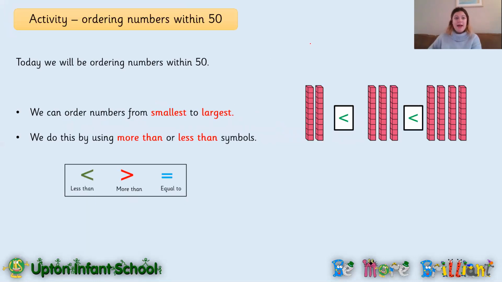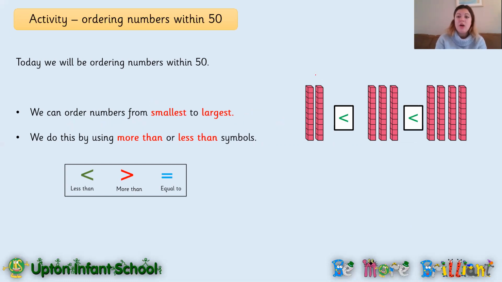So let's move on to our activity. Today we're going to be looking at ordering numbers within 50. We said we can order numbers from smallest to largest, or we can order numbers from largest to smallest. But we can do this by using our more than or less than symbols.